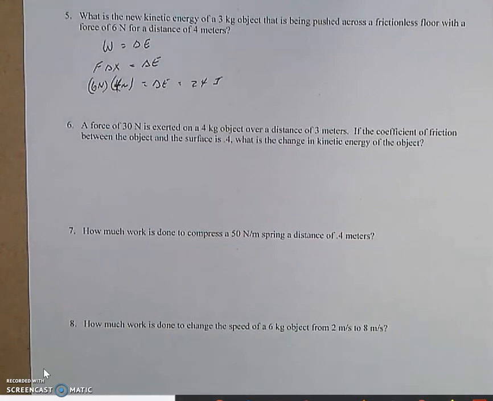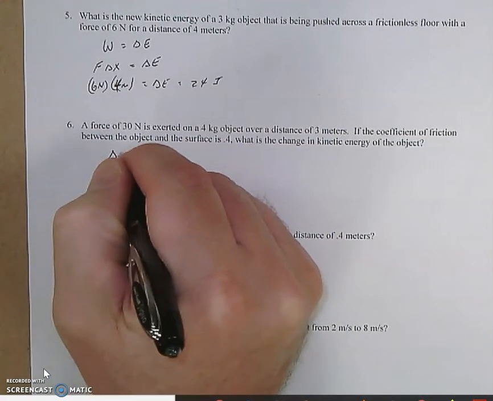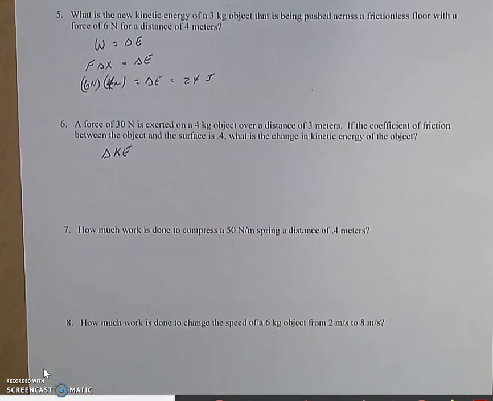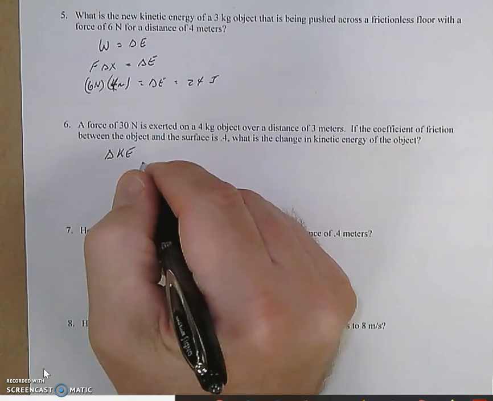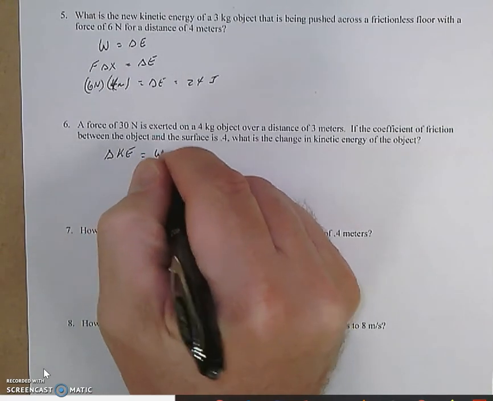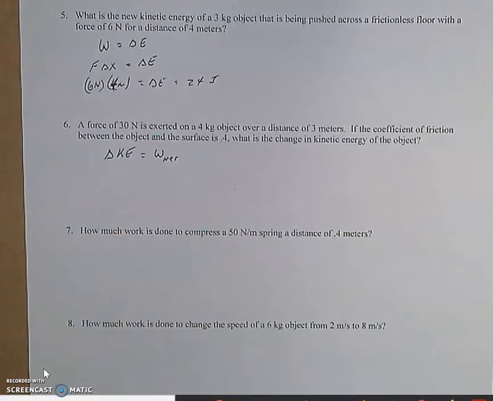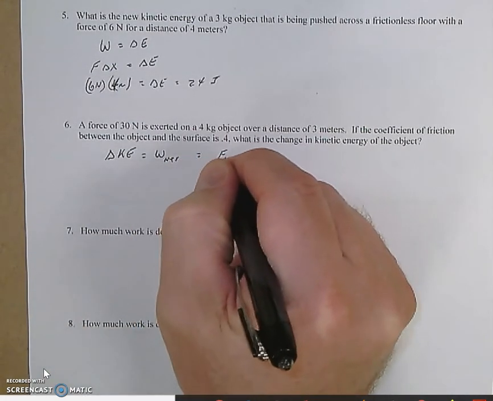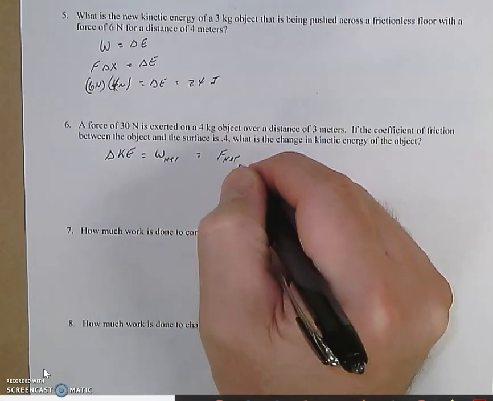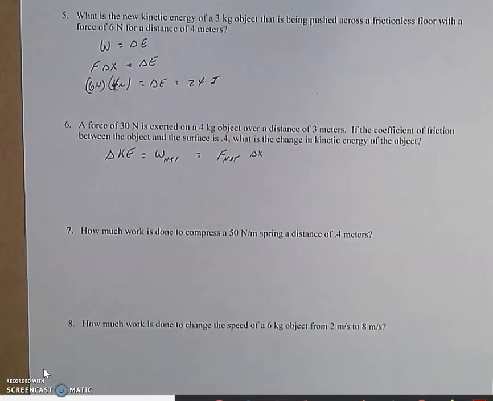What's the change in kinetic energy of the object? Okay, so again, question number 6, the change in kinetic energy. Well, I could do 1/2 mv squared, but there's no reference for what the velocity is. So our change in kinetic energy is going to come from the net work done. Now, our net work is going to be our net force times our delta x.